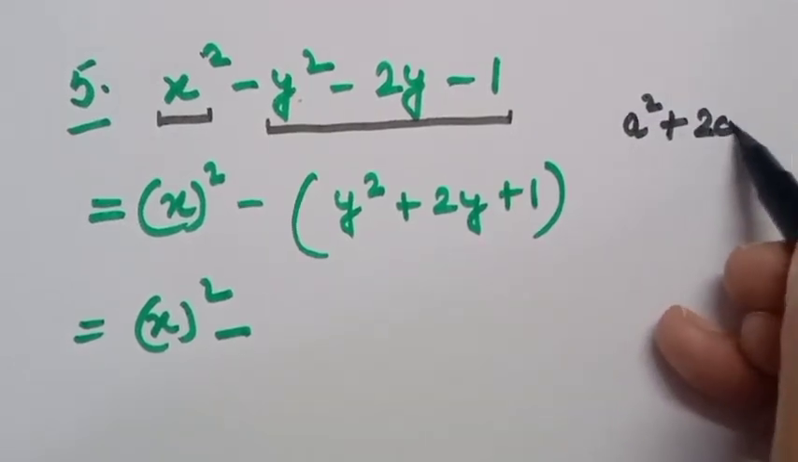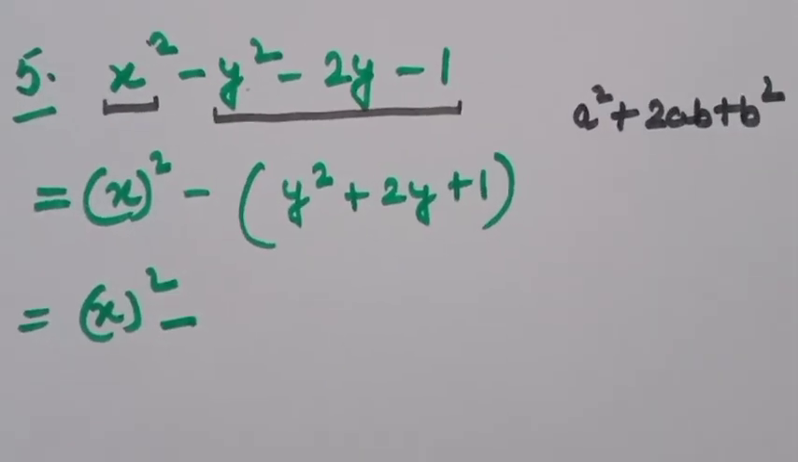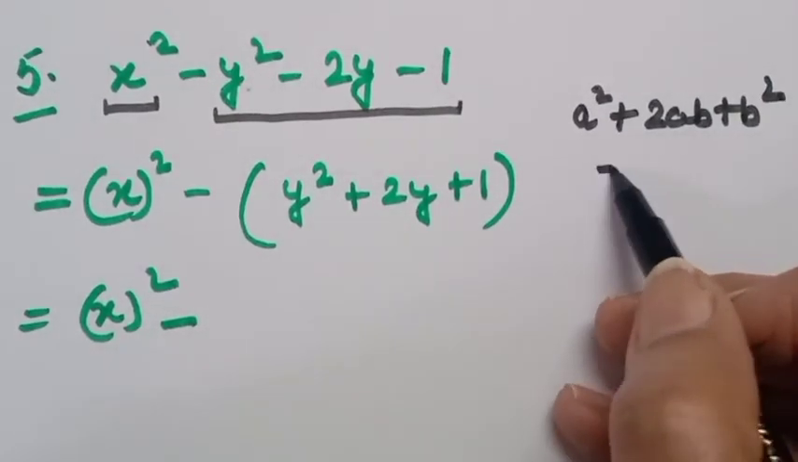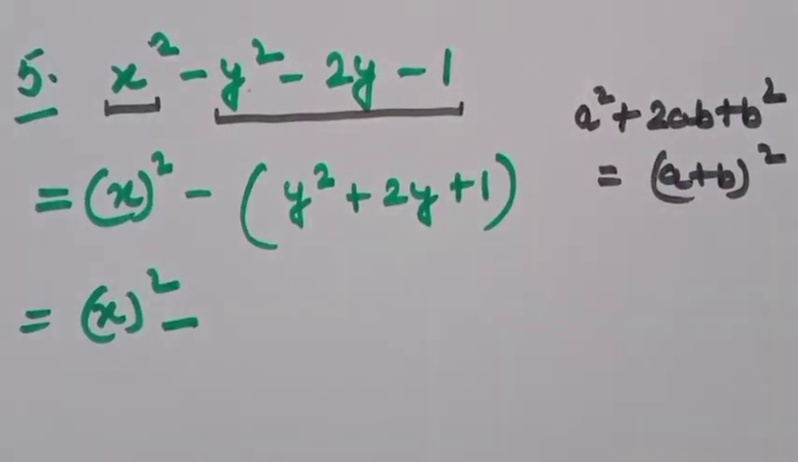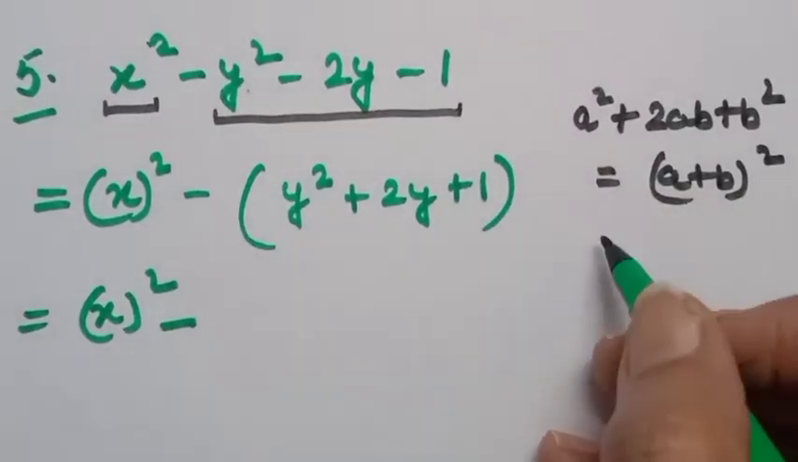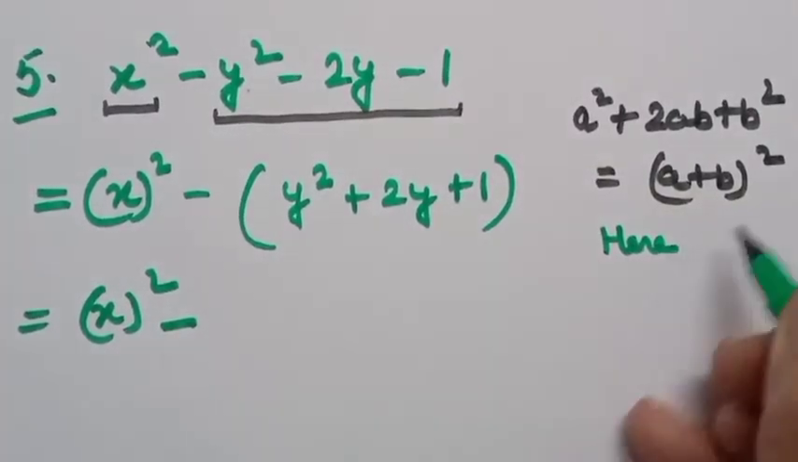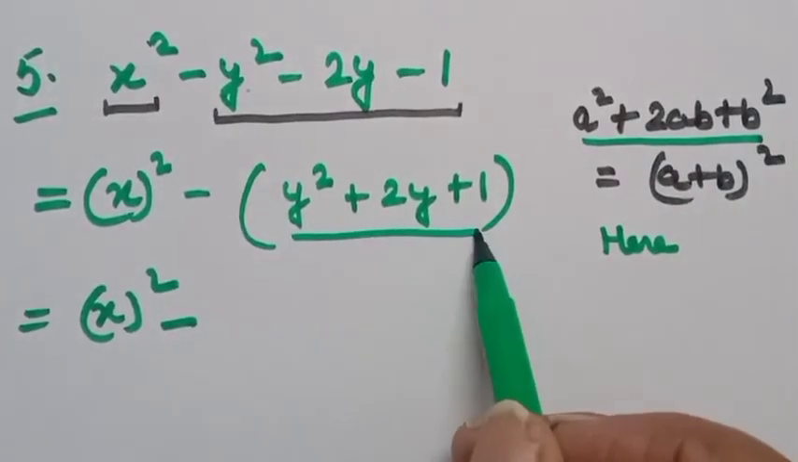So here if you observe very closely, we can see that we can apply this identity, which was a square plus 2ab plus b square, which is equal to a plus b whole square. So this is how we will do. We have to start comparing. We have to start understanding the terms very closely. Okay, so we have all these three identities which we can use.